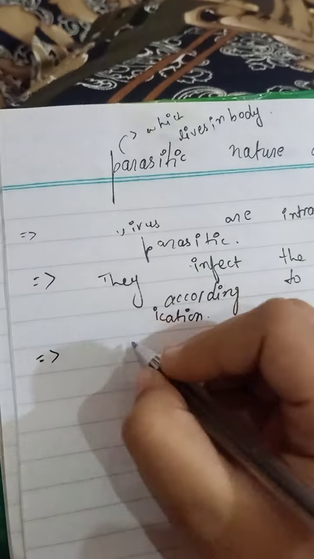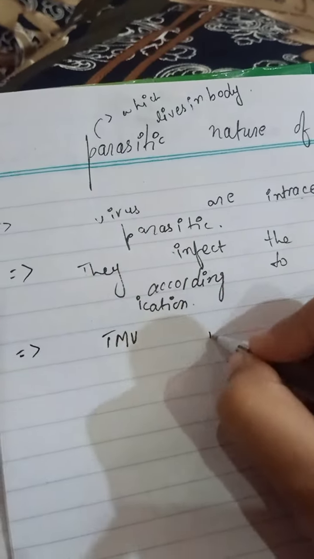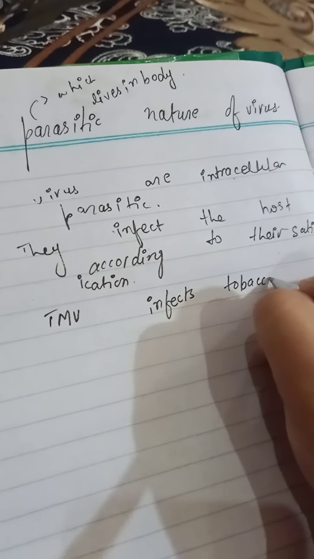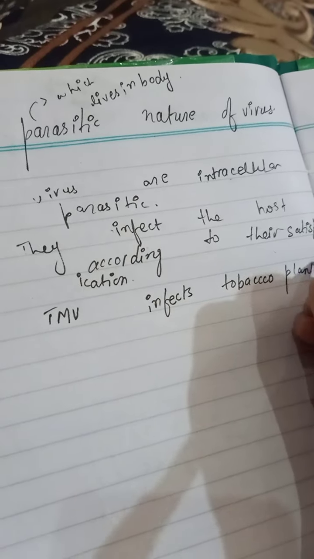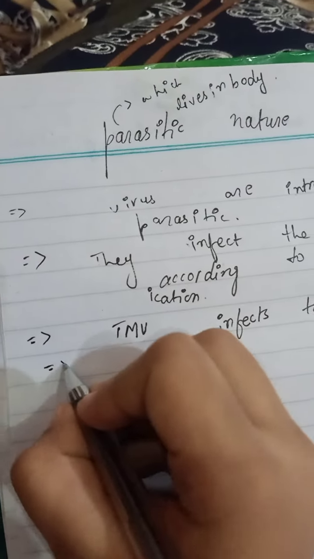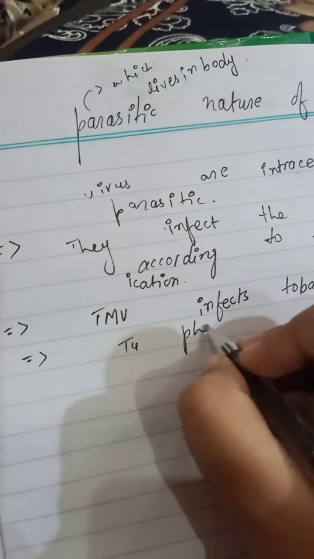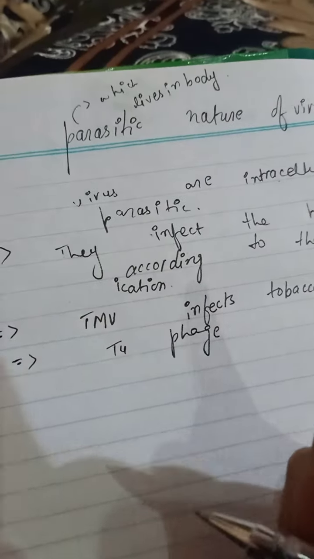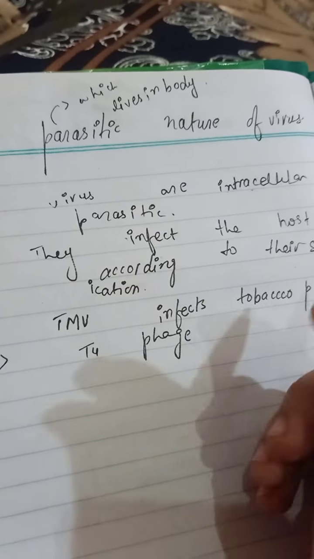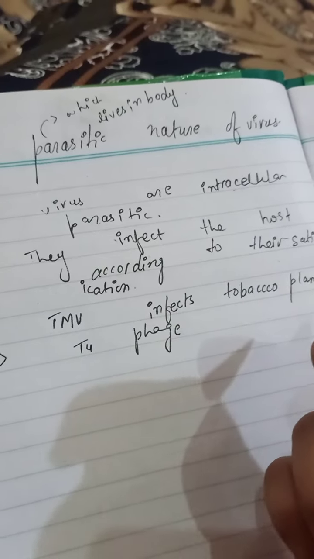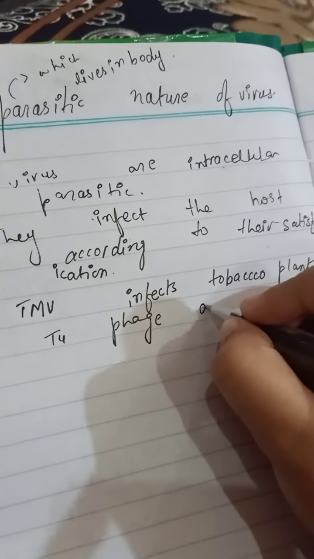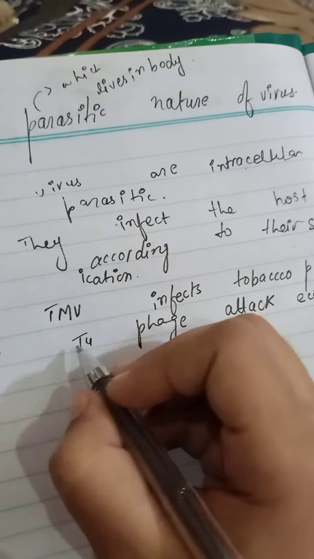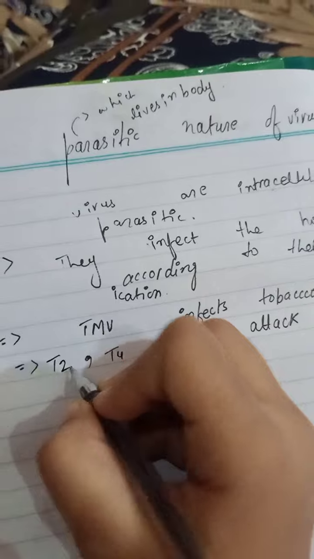Likewise, take the example like TMV infects tobacco plants. Likewise, take the example of the T4 phage. T4 phage was in the lytic cycle. If you guys remember, I told you that T4 phage and T2 phage attack the E. coli in our body. T4, T2, you can also take T2.